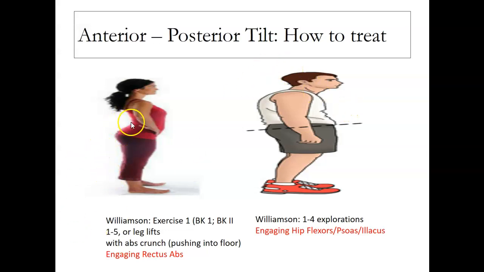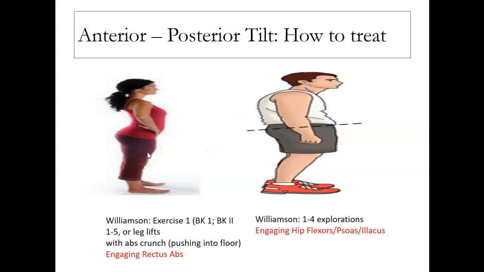So you should recognize right off the bat, she has an excessive anterior tilt. Everything is just tilted this way, big C like that, excessive anterior tilt. And then he has the excessive posterior tilt, kind of tipping back the other way, flat back, posterior tilt.